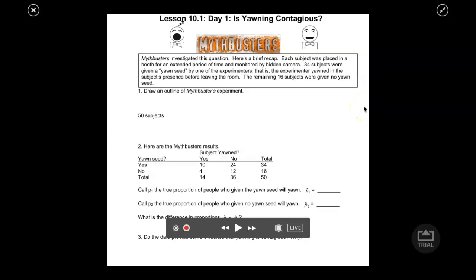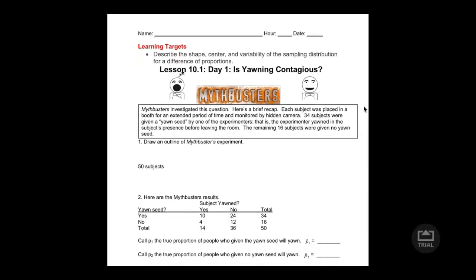Hi, AP Stats. Today we're going to begin Chapter 10, and Chapter 10 is about comparing two populations or groups. So we're going to intro Chapter 10 with 10.1, and if we take a look here, our learning target is going to be to describe the shape, center, and variability of the sampling distribution for a difference of proportions.